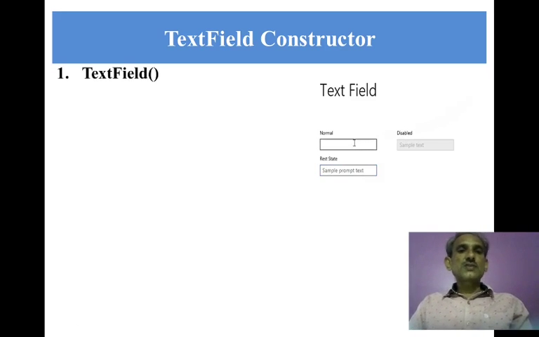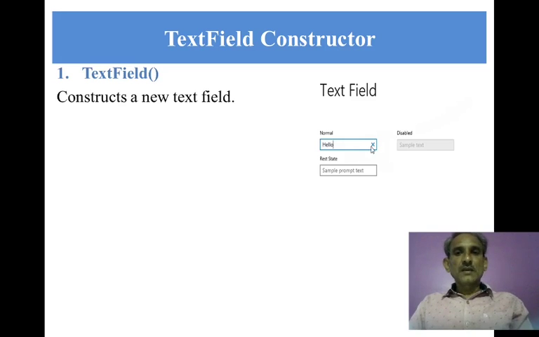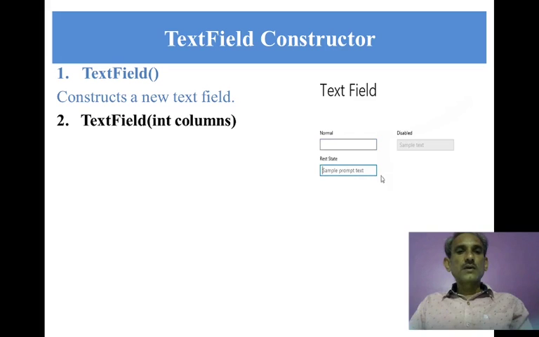So the first constructor is TextField(). By using this constructor, we can create a new text field. The second constructor is TextField(int columns). By using this constructor, we can create a text field with the given number of columns. If you specify 20 columns, then a text field of 20 columns is created. If you specify TextField(40), then it will create a text field for 40 characters.